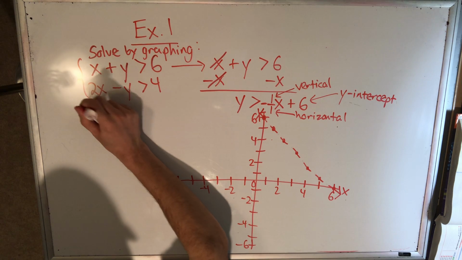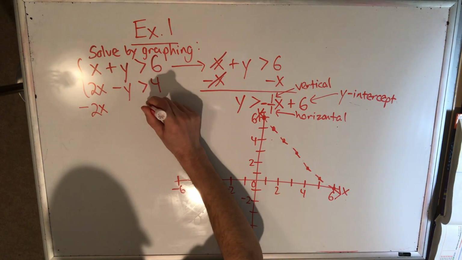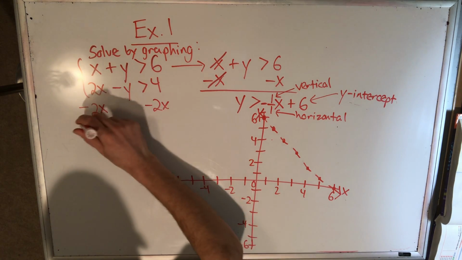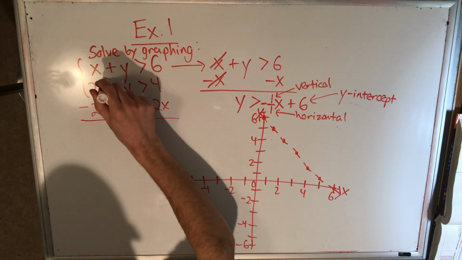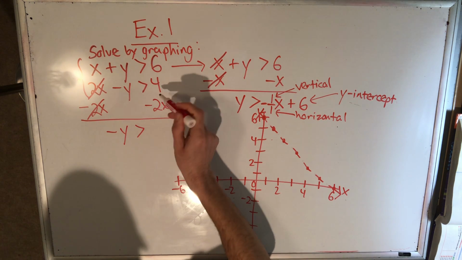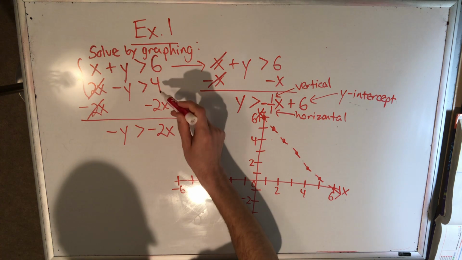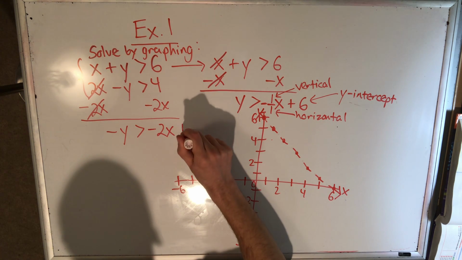So subtract 2x from each side. Since it's positive 2x, to get rid of it, subtract 2x from each side. 2x minus 2x is 0, so it cancels out. We get negative y is greater than, and for slope-intercept form, put the x term first, then the constant. It's positive 4, so put plus 4.